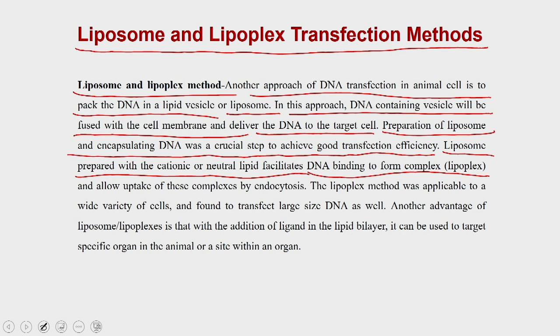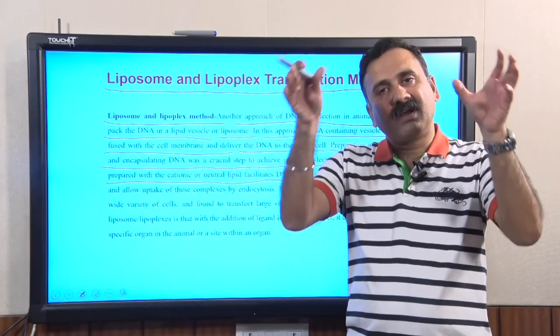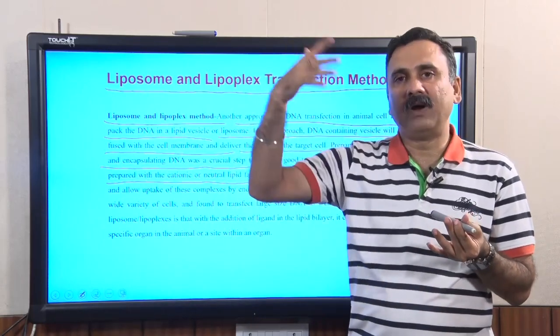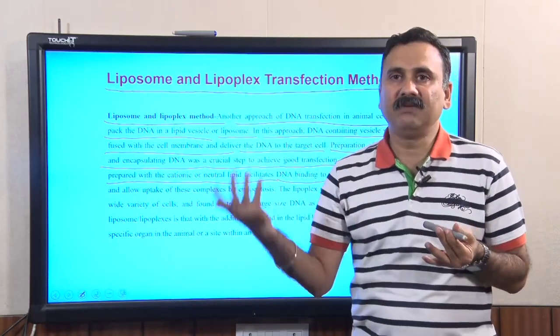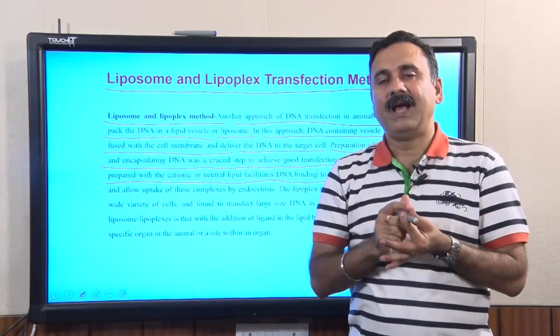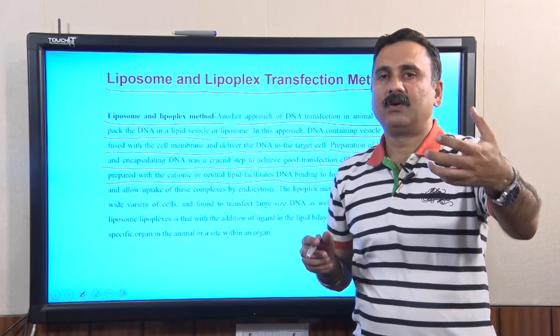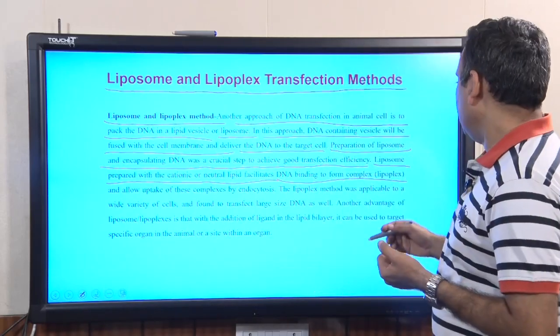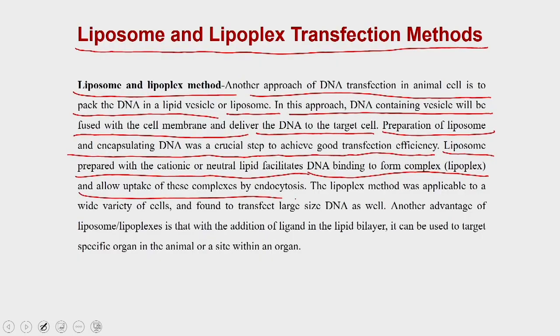So what will happen is, if you take cationic lipids, which means positively charged lipids, while you are making the liposomes, these cationic lipids are going to attract the DNA, which is negatively charged. That is how the DNA will aggregate onto these vesicles, and these vesicles are going to be taken up by the cell very easily through a process known as endocytosis.